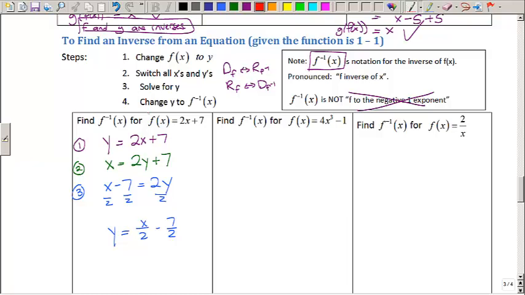My fourth step says change my y back to f inverse of x. Notice the problem was given to me in function notation, so I need to give my answer back in function notation. Although this is not the same function, it's the inverse function. So I write f inverse of x is equal to x over 2 minus 7 over 2.